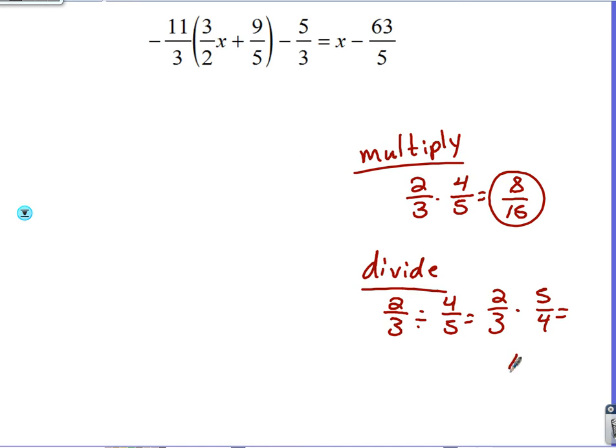Multiply tops, multiply bottoms, you get a 10 and a 12. But always remember, reduce if possible. For those of you that remember how to cross cancel, that would have also been possible. 2 and 4, you can reduce that before you multiply. So that's multiplying and dividing.